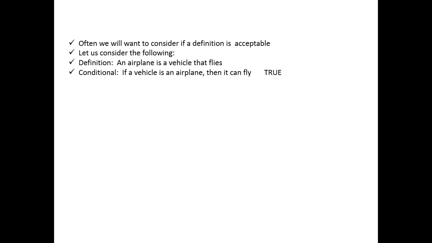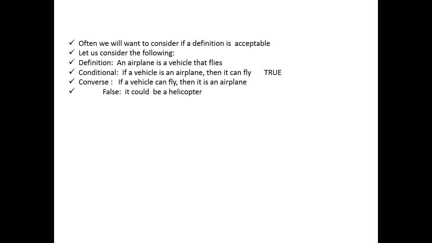Often we will want to consider whether a definition is acceptable. Consider the following: an airplane is a vehicle that flies. Seems legit, but let's see. In order to test it, we need to break it down into a conditional and a converse and see if both are true. If a vehicle is an airplane, then it can fly. True. What's the converse? If a vehicle can fly, then it is an airplane. Not necessarily true. It could be a helicopter, a rocket, or any other kind of vehicle that flies.